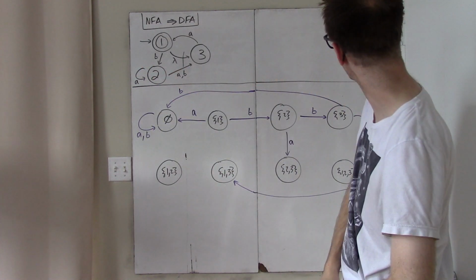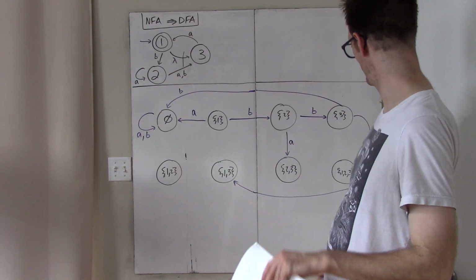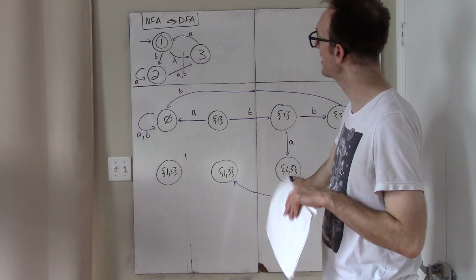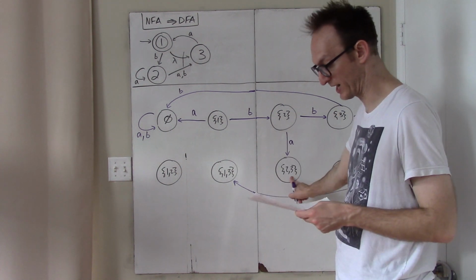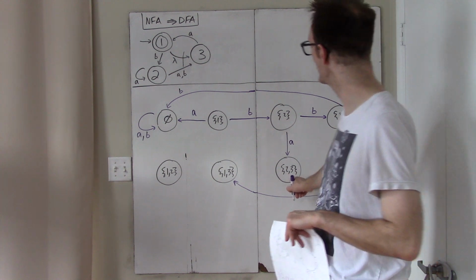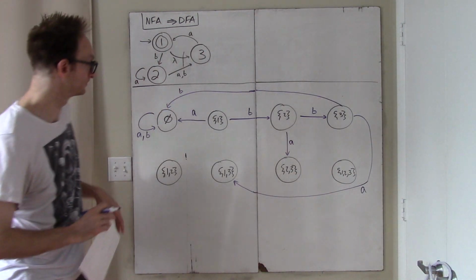Okay, half done. What if I am in state 2, 3? Well, if I'm in basically 2 and 3, okay, here's where it gets kind of complicated, and I read an A, what do I do?